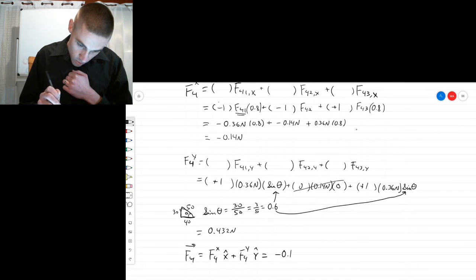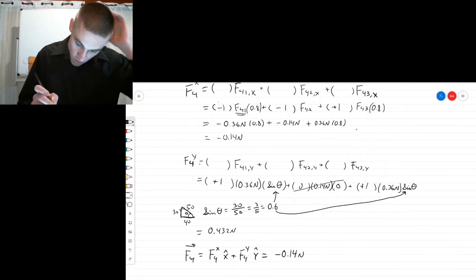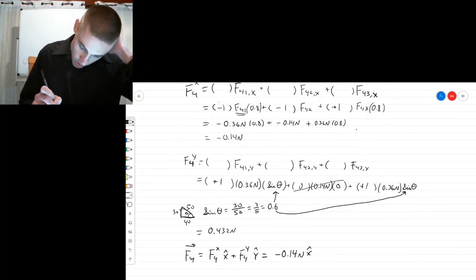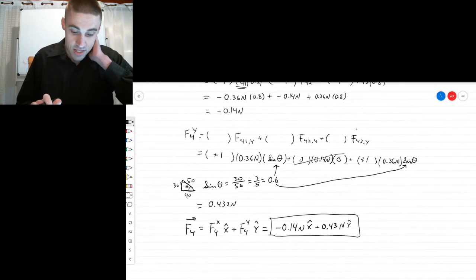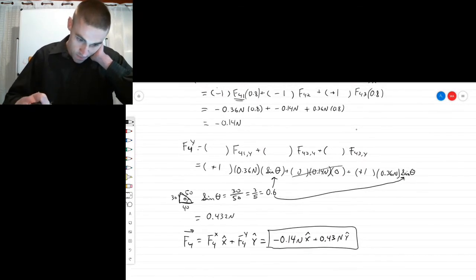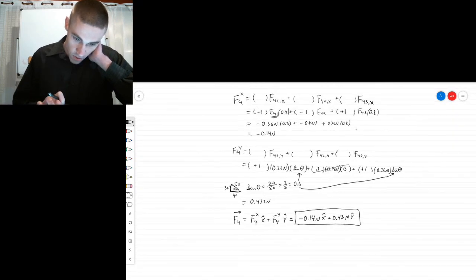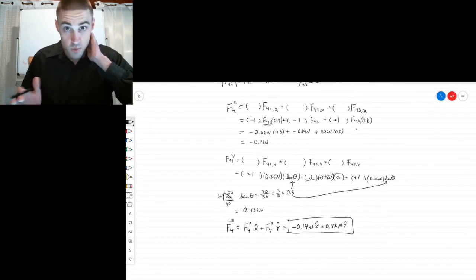minus 0.14 newtons in the x hat direction plus 0.432 newtons in the y direction. So this is exactly the same answer that I got with the other method. Some of you will prefer this method. If you're new to vectors, this one might be easier for you, but you will end up with the same answer.